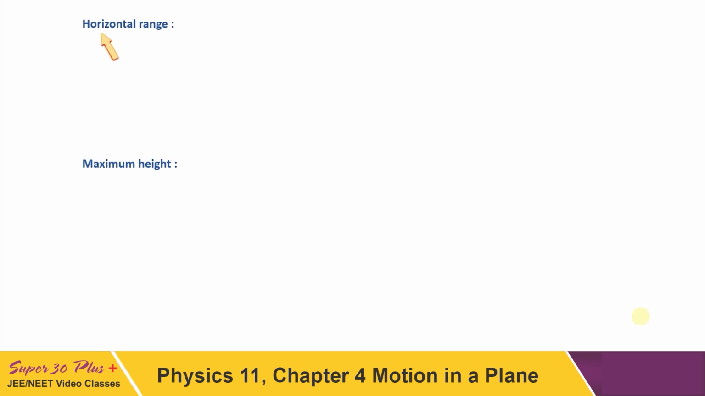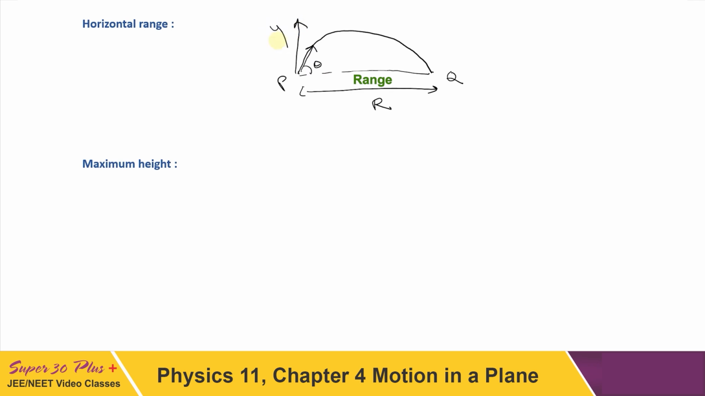The other terminology which we are going to use is horizontal range. Now what is horizontal range? If a particle is thrown from P and has landed at point Q, then the horizontal distance between P and Q is known as horizontal range. Again, this is for a standard kind of projectile motion. All the derivations are for this kind of standard motion only. Otherwise, we have to write equations separately in x and y axis.